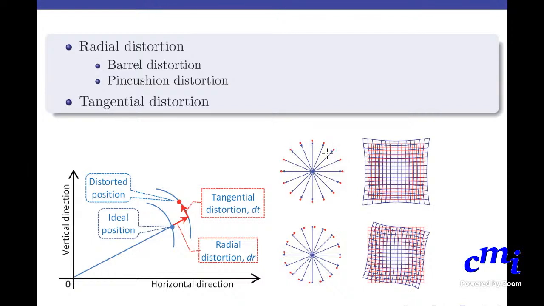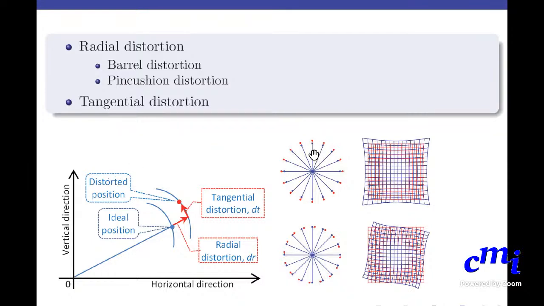Now, this distortion can be such that the red point is ahead of the blue point, if you look at it from the center, or it could be before. Your ideal position is this blue point, and your red point could be focused somewhere before, so your red points could be lying on a circle of smaller radius. So there are these two possibilities: either it is beyond these blue points, or it is before them. If it is beyond, it is called barrel distortion. If it is before, it is called pincushion distortion.